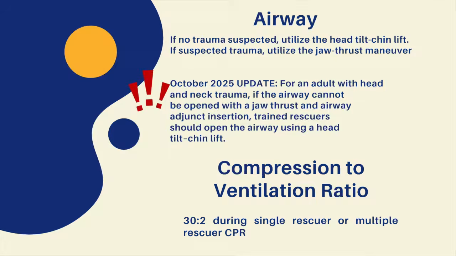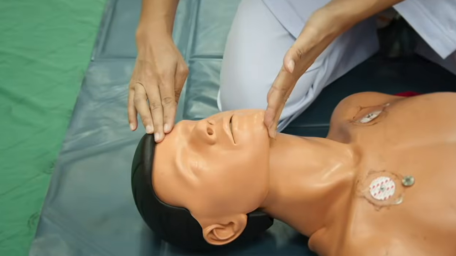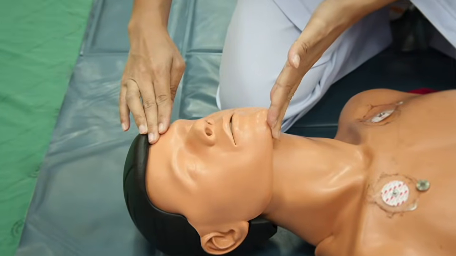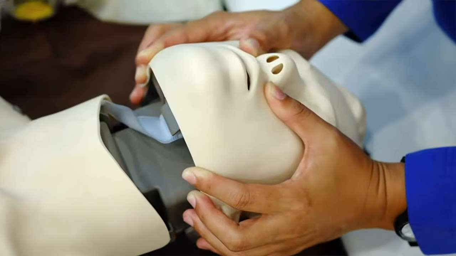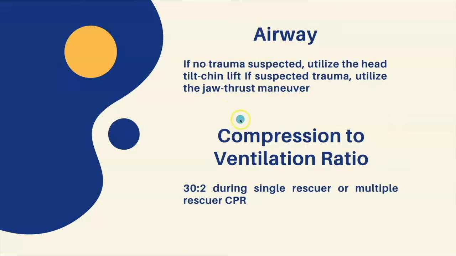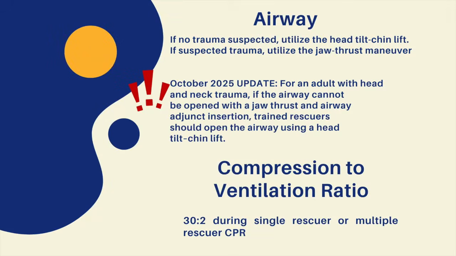So here's another change. It's still that if no trauma is suspected, you're going to utilize the head tilt chin lift. If suspected trauma, then you utilize the jaw thrust maneuver. However, if there is head or neck trauma and the airway cannot be opened with a jaw thrust and or airway adjunct insertion, then trained rescuers should open the airway using a head tilt chin lift. Basically, don't let them pass away due to lack of air.